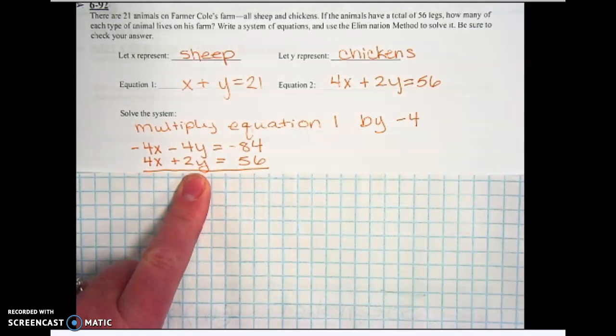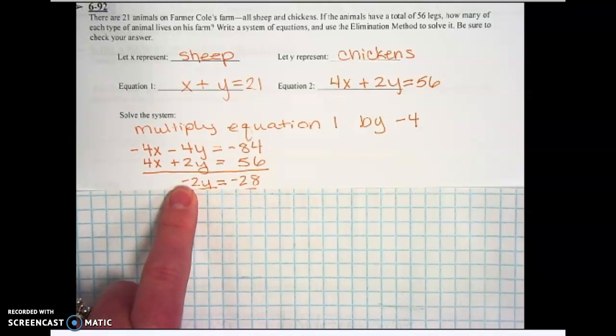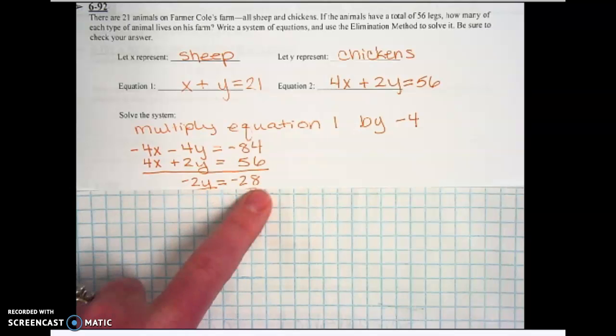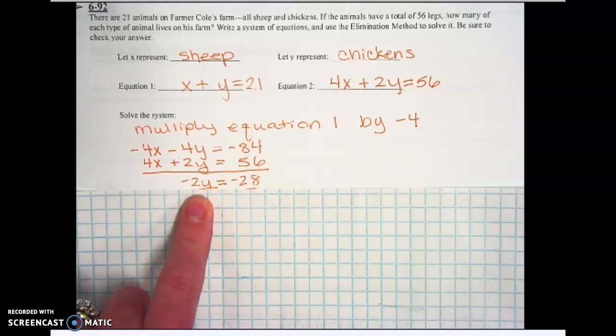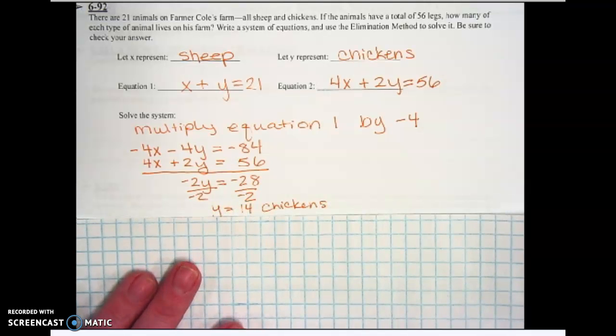Might need a calculator for that one. Can anybody do that one? I got -28. Yes, yes. Okay, watch your signs on those. Because now you have a negative and a negative. If both sides are negative, you should divide by a negative. Divide by what? -2. Okay, so divide both sides by negative. That means you're going to have positive 14 chickens. Can you have -14 chickens? All right, so we've got our chickens. Now what do we need to find?